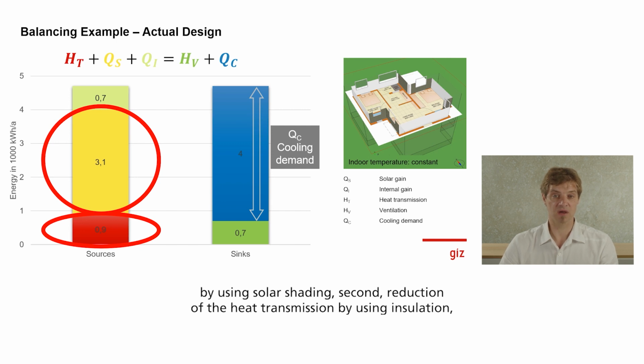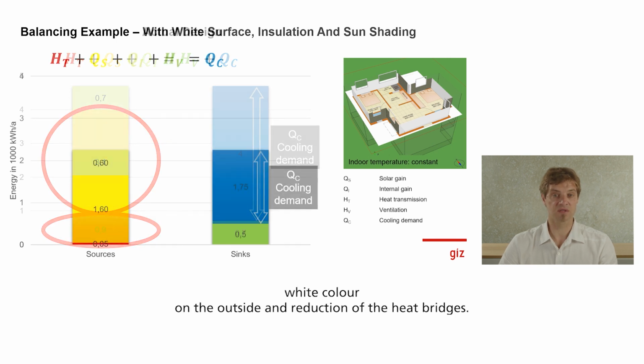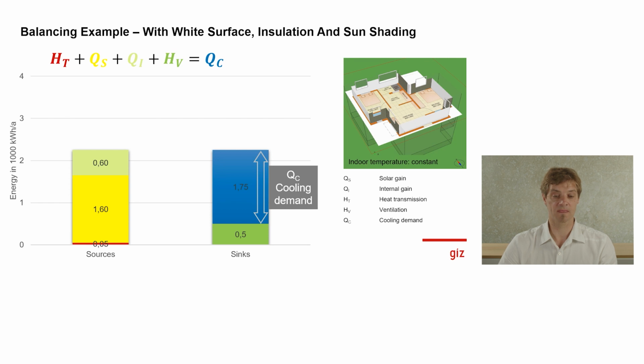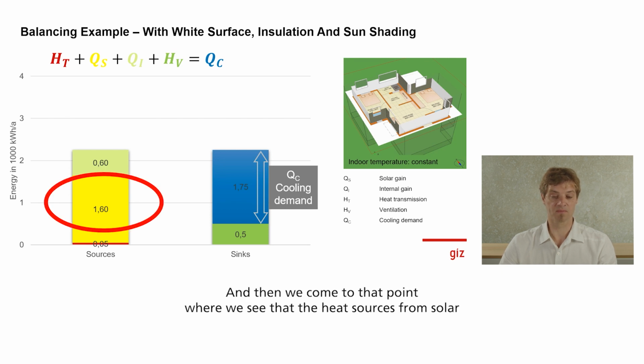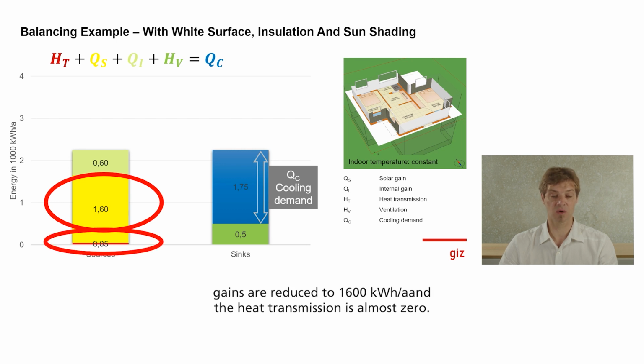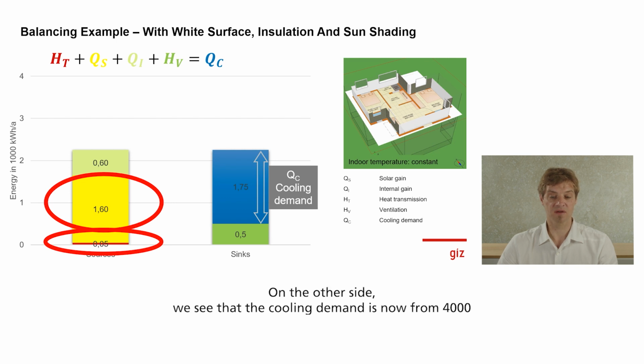Second, reduction of the heat transmission by using insulation, white color on the outside, and reduction of the heat bridges. And then we come to that point where we see that the heat sources from solar gains are reduced to 1.6 thousand kilowatt hours per year, and the heat transmission is almost zero. On the other hand side, we see that the cooling demand is now from 4,000 kilowatt hours per year down to 1.75 or 1.8 thousand kilowatt hours per year, which is quite a huge amount.